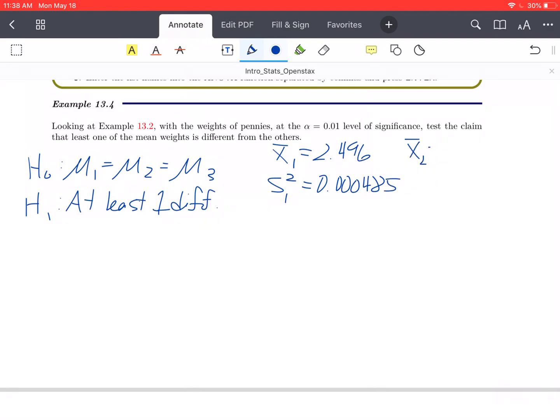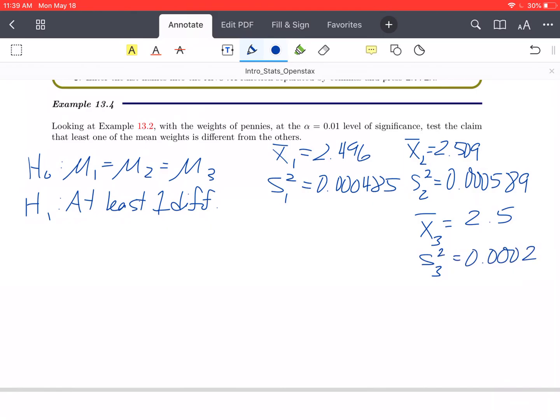Okay, and then the second one, we have the mean is 2.509, and the variance is 0.000589. And these are all numbers you could just get from Desmos, right? Just input the data set into Desmos and then type mean of the data and variance of the data, and it would give it to you right away. And then the third one has a mean of 2.5, so pretty simple there. And then it has a variance of 0.0002.